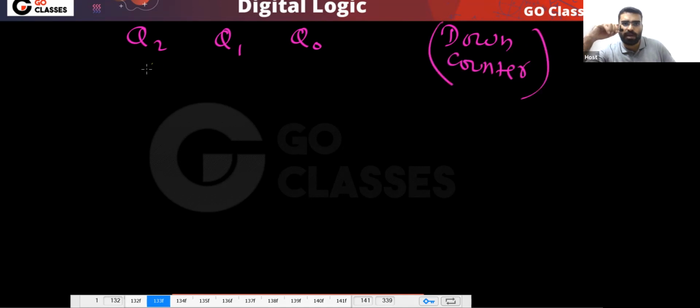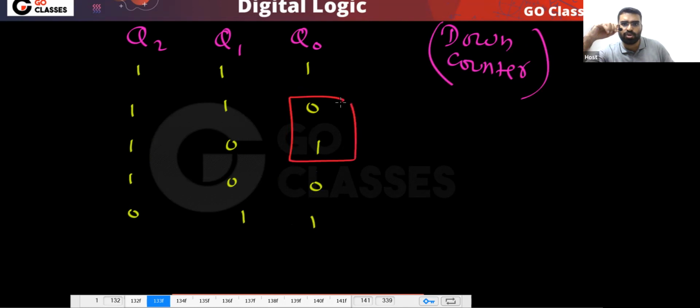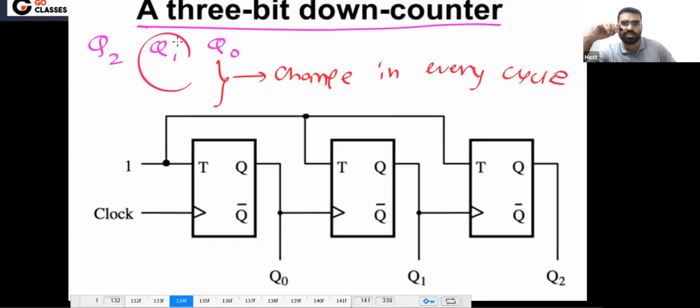Okay, so what should happen? From 111, you should go to 110, then 101, then 100, then 011. You can notice that when Q0 is going from 0 to 1, this transition should happen, then this transition should happen. These changes should happen. So Q1 should change when Q0 is going from 0 to 1.